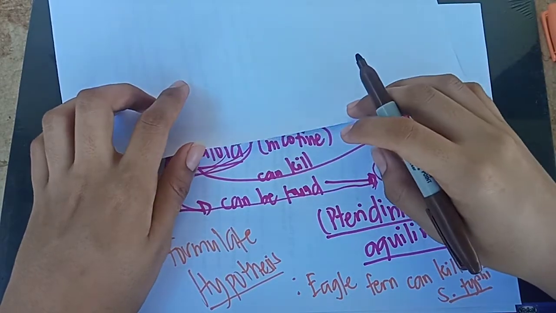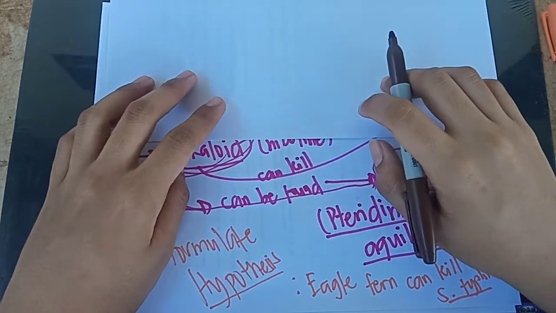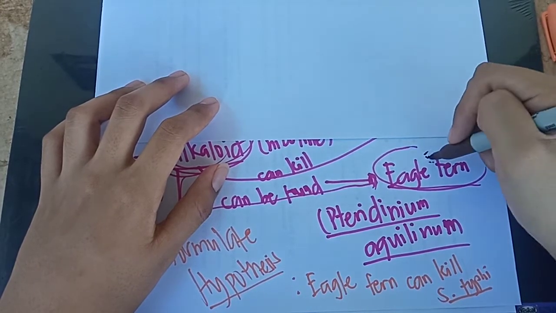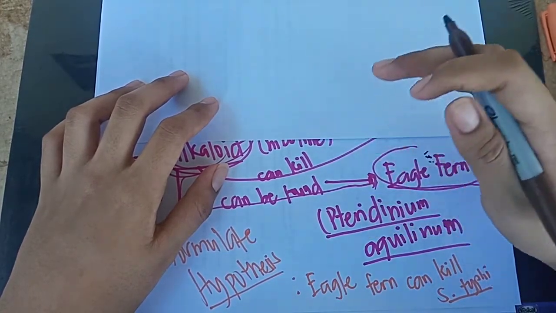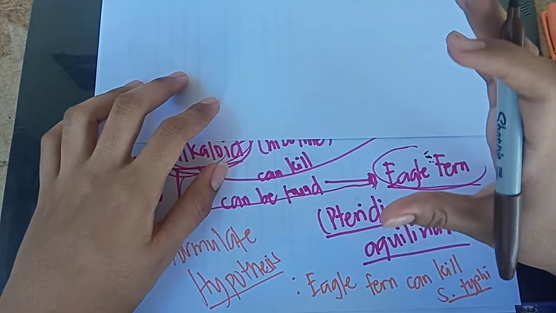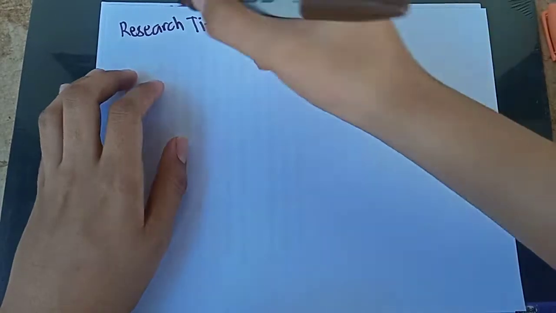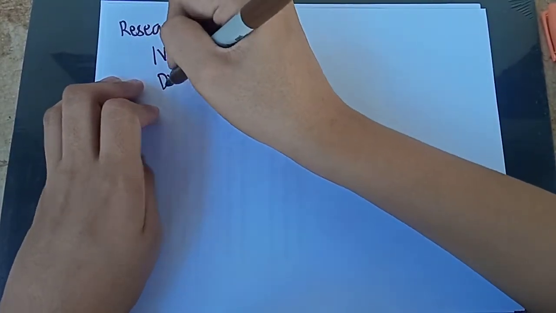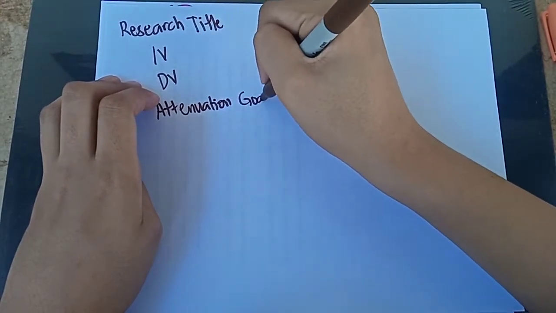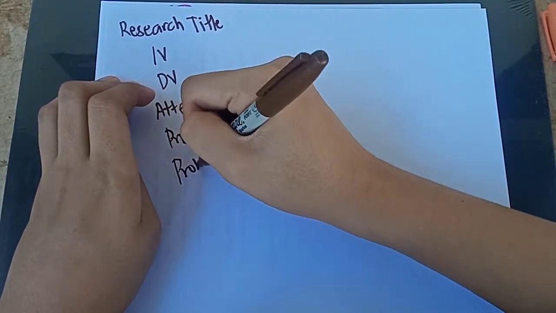Okay? And let's say, the attenuation goal. When we say attenuation goal, how will you apply the eagle fern or the independent variable? Let's say the attenuation goal is utilization as an antibacterial agent. The antibacterial agent is the product to be created. So, in creating a research title, we must identify the following: the IV, the DV, the attenuation goal, the product to be created, and the problem, of course.